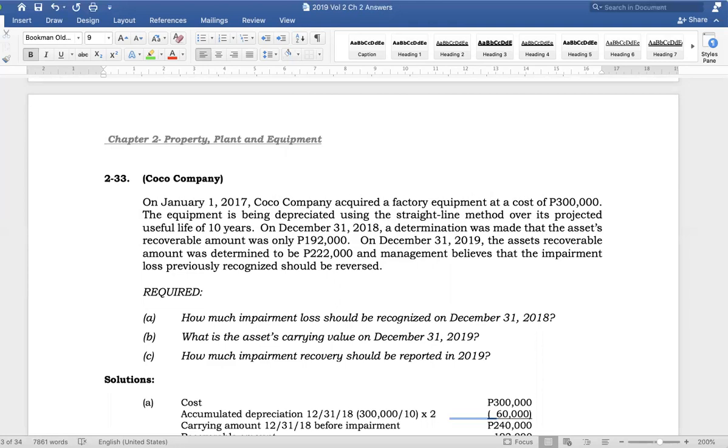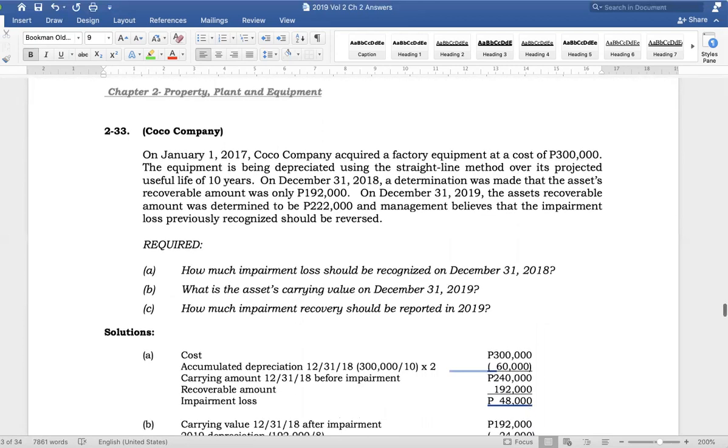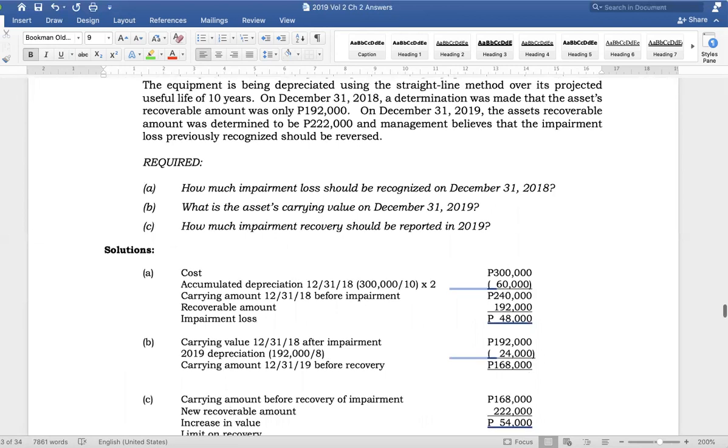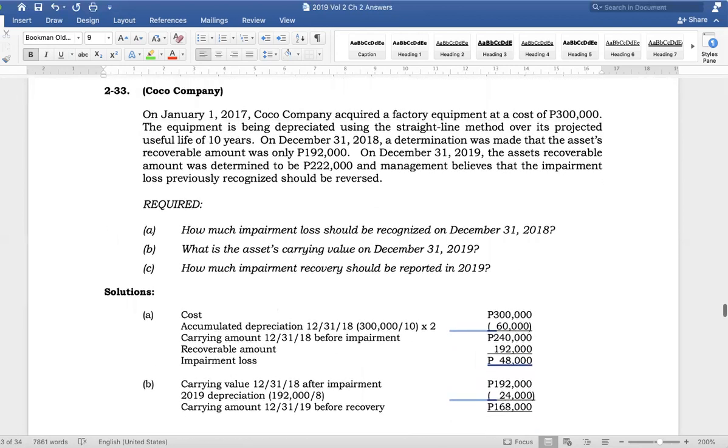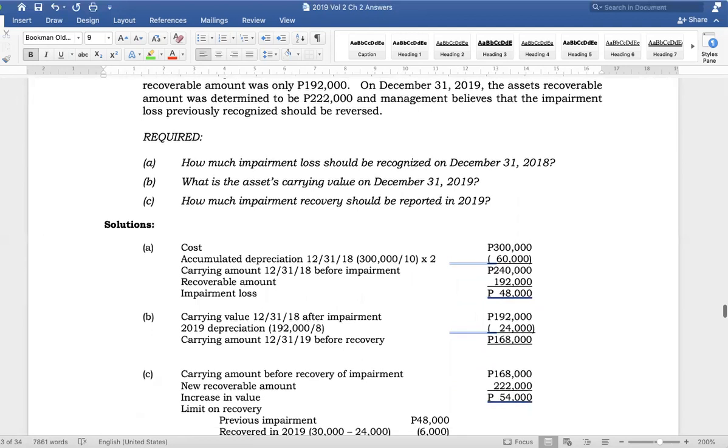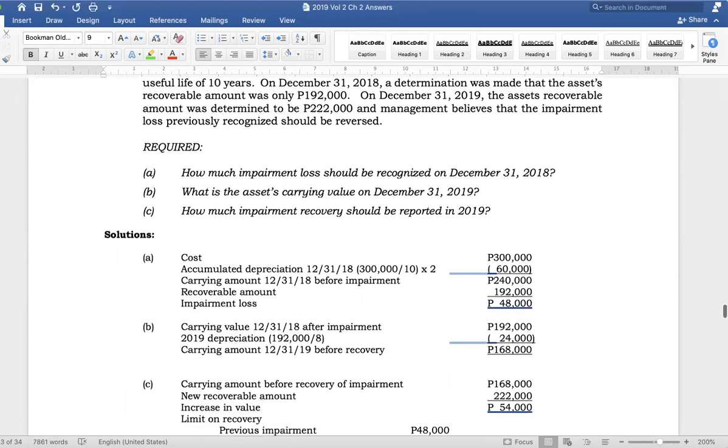Then a year after that, on December 31, 2019, the asset's recoverable amount was determined to be 222,000 and management believes that the impairment loss previously recognized should be reversed. So letter A, how much impairment loss should be recognized on December 31, 2018? B, what is the asset's carrying value on December 31, 2019? And how much impairment recovery should be reported in 2019? So, it's almost a repeat of 2-32. It just enhances your understanding of the recovery of impairment.